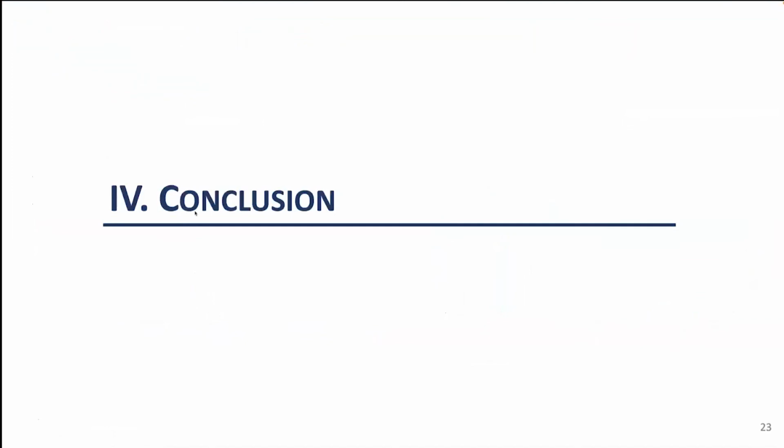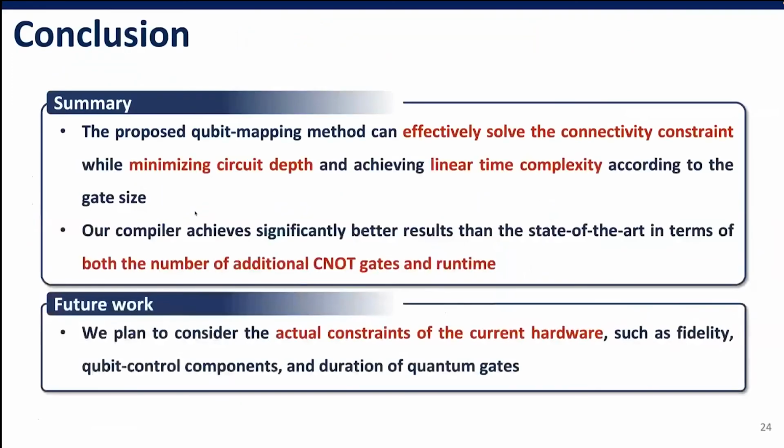Now I conclude the presentation. In this work, we propose a fast and scalable qubit mapping method that effectively solves the connectivity constraint. Our method achieves significantly better results than the state-of-the-art in terms of gate overhead and runtime. In future work, we plan to improve the qubit mapping considering actual hardware constraints.